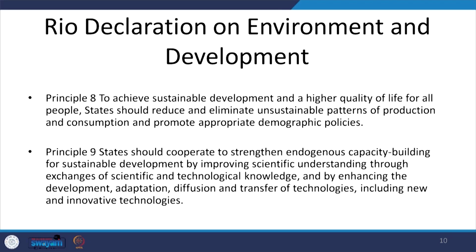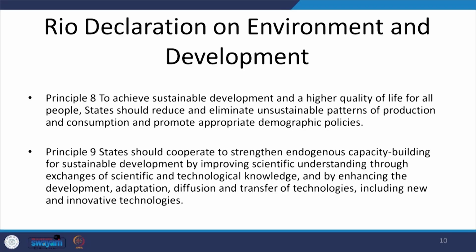Principle 8 states that to achieve sustainable development and a higher quality of life for all people, states should reduce and eliminate unsustainable patterns of production and consumption and promote appropriate demographic policies. Such principles have led to development of more and more efficient industrial processes and formation of policies which have boosted the demand for efficient machinery, efficient industries to be set up, such that the pattern of production becomes more and more efficient and a lesser amount of resource is consumed. That's one part of it.